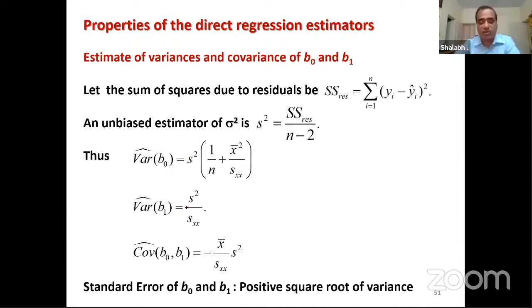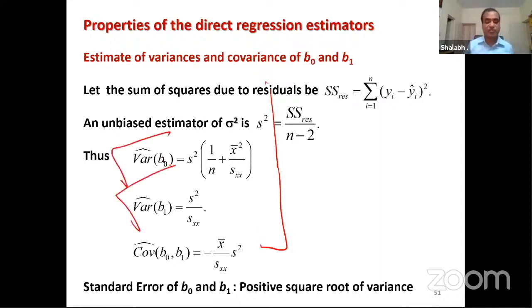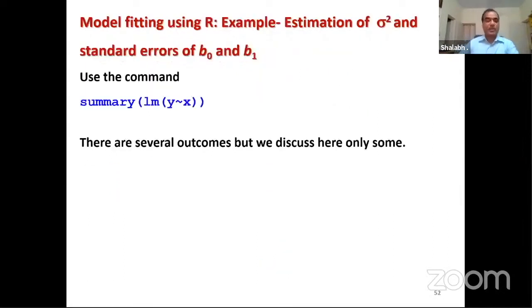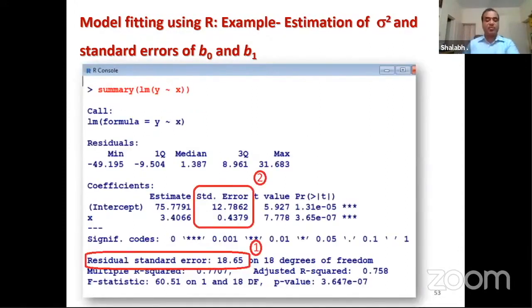If you find their values on the basis of the given sample of data, their estimators will come out in a form like this. I'm not giving you the detail here, but if you take the positive square root of these two quantities, they give you the standard error of B0 and the standard error of B1. If you want to know all these things, there is the summary command, summary with lm(y ~ x), and you will get an outcome like this.